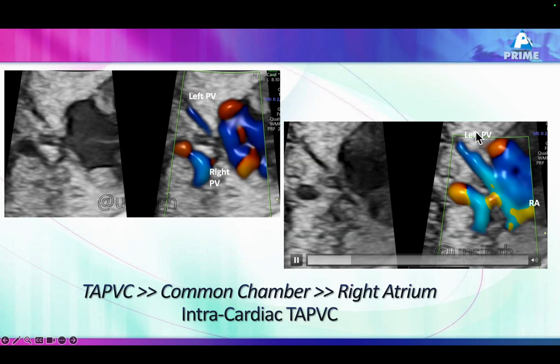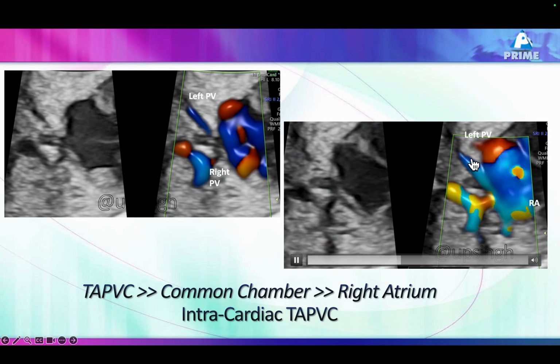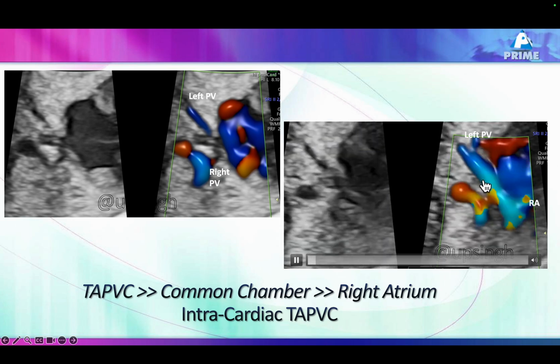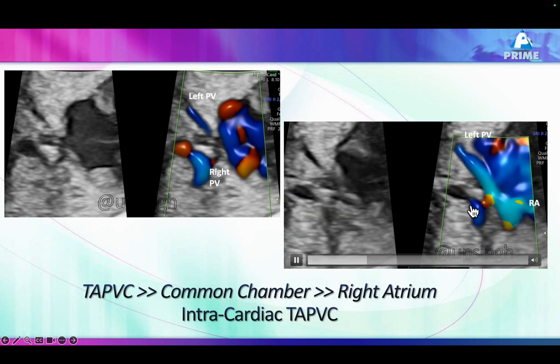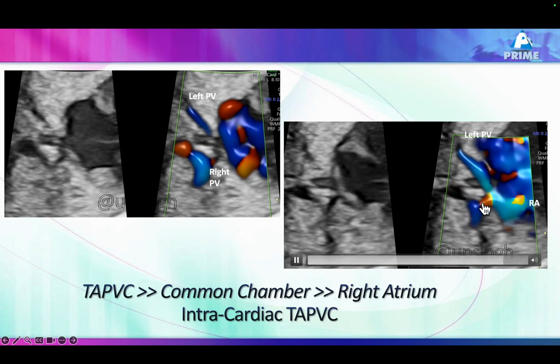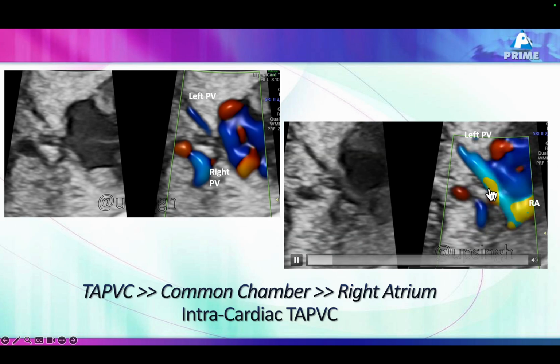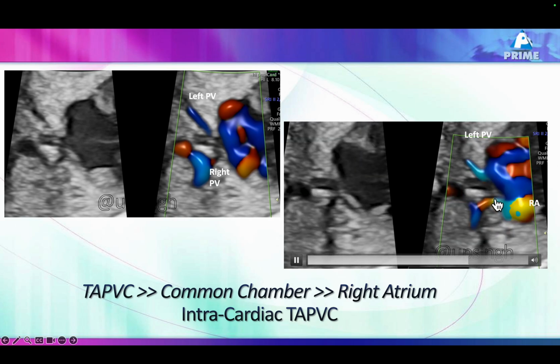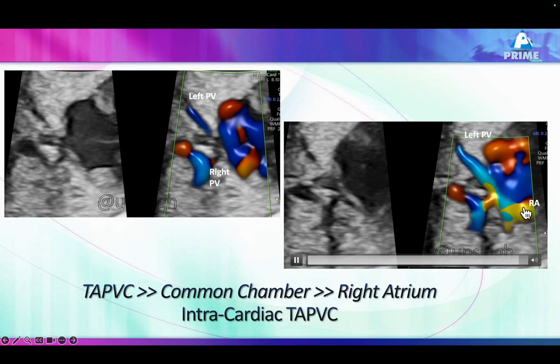I showed you left lower and left upper pulmonary veins forming a common vein and coming here, the common left vein, and then this is the right upper pulmonary vein, right lower pulmonary vein. Both are opening into this posterior chamber, which is finally opening into the right atrium.